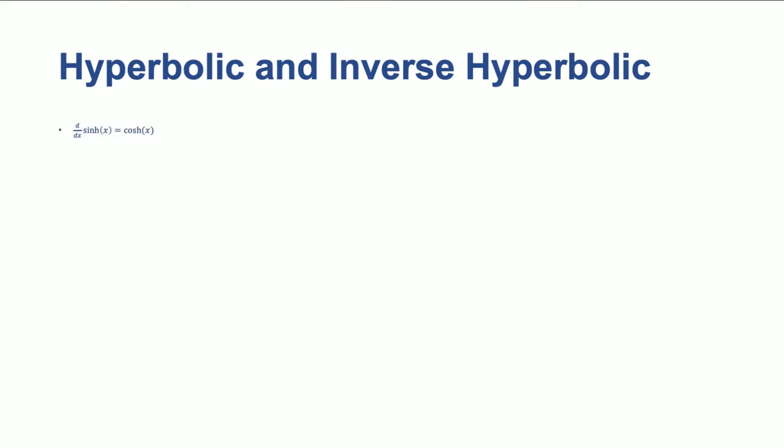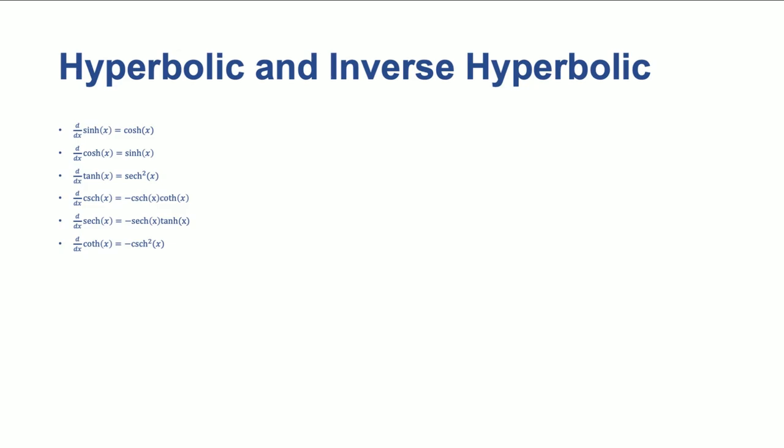So, the derivative of hyperbolic sine is hyperbolic cosine. The derivative of hyperbolic cosine is hyperbolic sine. The derivative of hyperbolic tangent is hyperbolic secant squared. The derivative of hyperbolic cosecant is negative hyperbolic cosecant times hyperbolic cotangent. The derivative of hyperbolic secant is negative hyperbolic secant times hyperbolic tangent. The derivative of the hyperbolic cotangent is the negative hyperbolic cosecant squared.